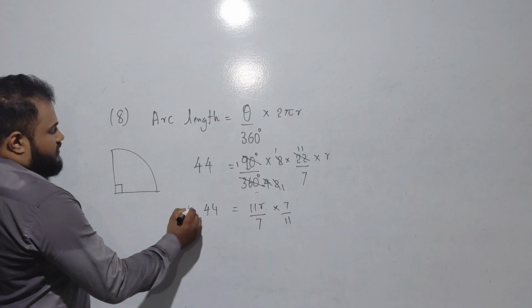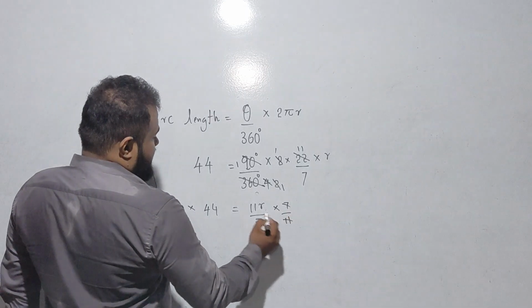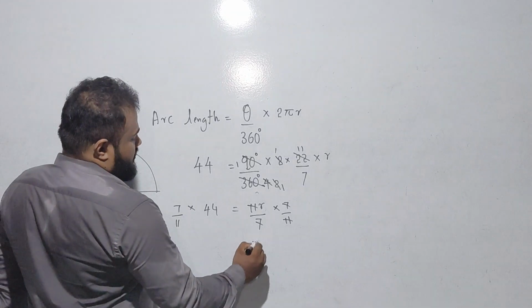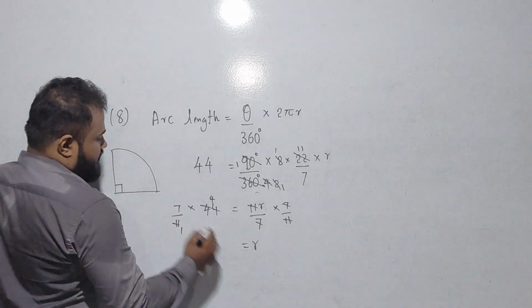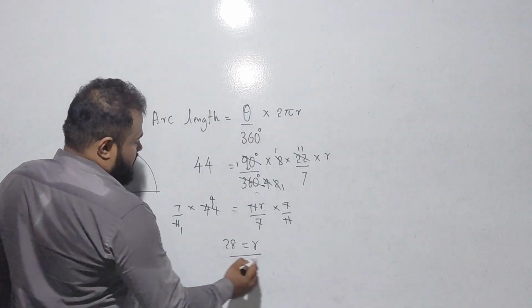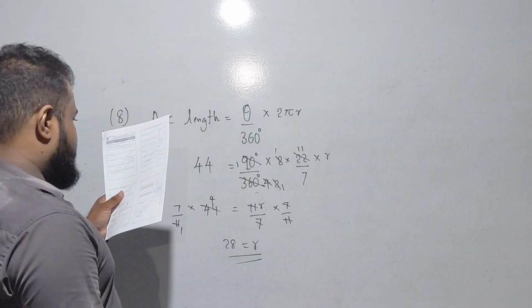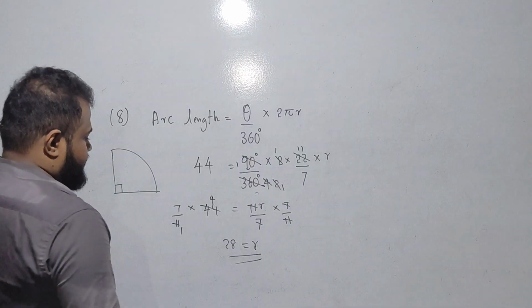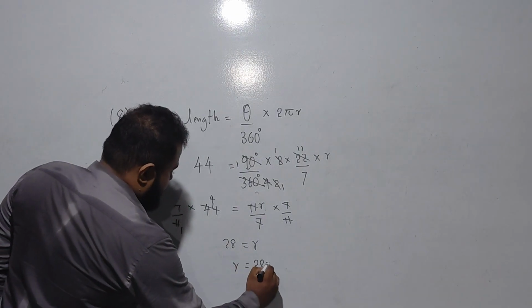We are doing that same thing to the other side. The 7 and 7 cancel, and 11 and 11 cancel. r remains. 11 has 1, 44 has 4. 4 into 7 becomes 28. The value of radius is 28. We have centimeters given here, so r equals 28 centimeters.